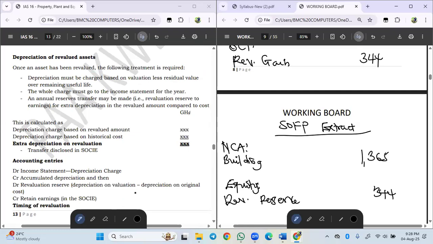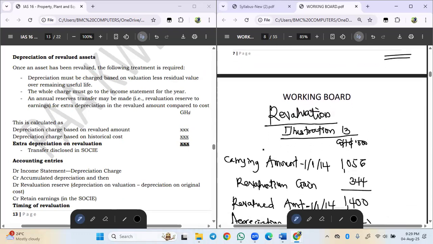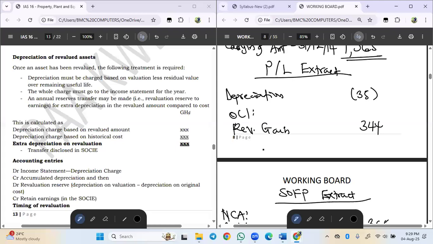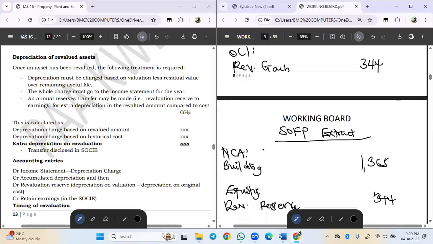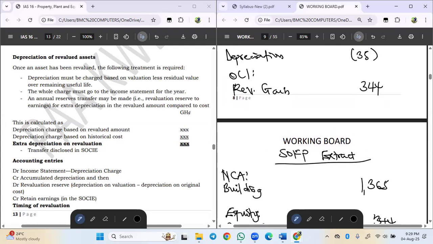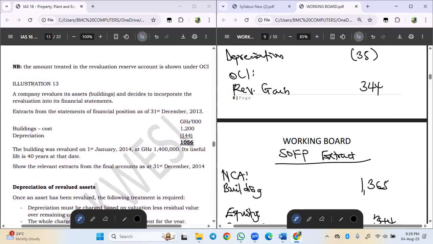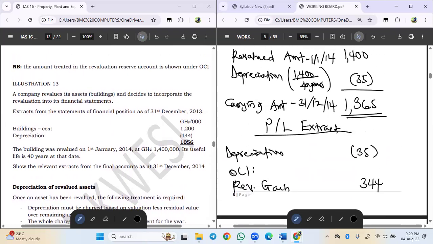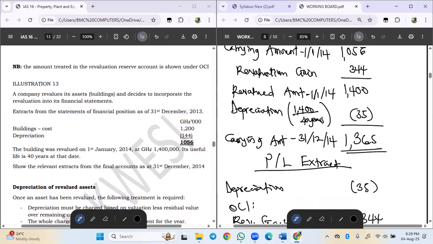Under the assets, we will not use the revalued amount, which is the 1,400. So when do you prepare the SOFP? At the end of the year. And the depreciation, if you record only the revalued amount, it means you didn't consider the depreciation for that particular year. Yes, because this is the current amount that you are going to use.